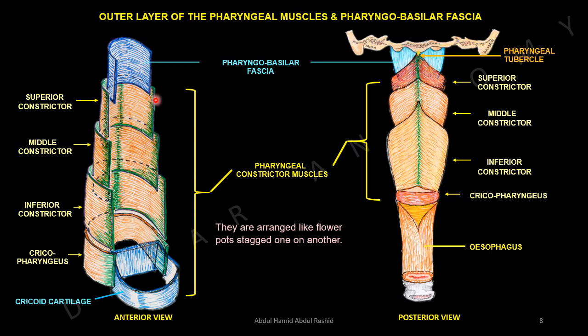This is the same structure looking from behind, posterior view. This is the base of the skull. This is the pharyngeal tubercle in front of the foramen magnum. This is the inferior constrictor muscle. Above it is the middle constrictor muscle. Above it is the superior constrictor muscle. And above that, the gap between the base of the skull and the upper border of the superior constrictor muscle is the pharyngobasilar fascia. So they are arranged like flower pots, stacked one on another.